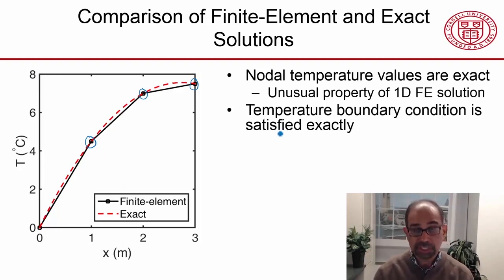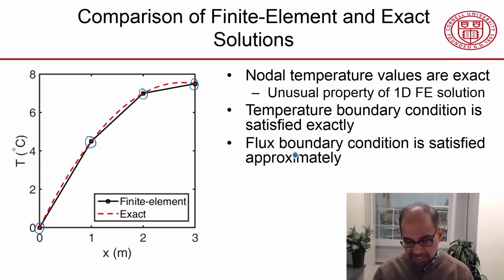The temperature boundary condition is satisfied exactly. So what I did was, I picked values for the temperature and the flux boundary condition, the length of the bar, the thermal conductivity, etc. And I just picked that the left boundary is at 0 degrees, and you see that that matches exactly, because I just assigned that boundary condition to that value. That's what you do with essential boundary conditions, and you can see that that's satisfied exactly.